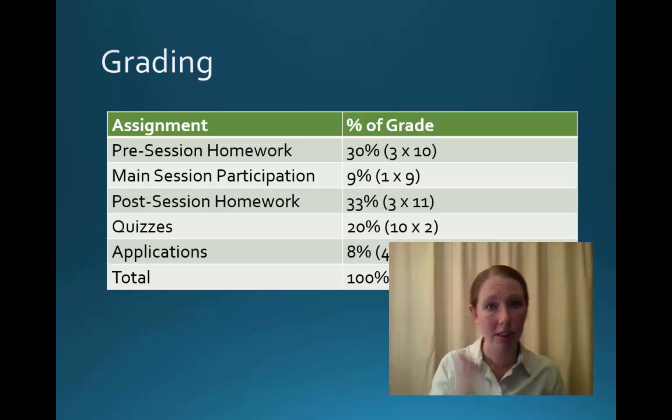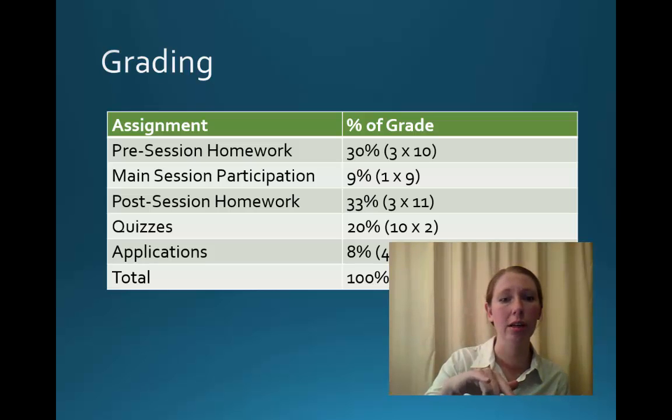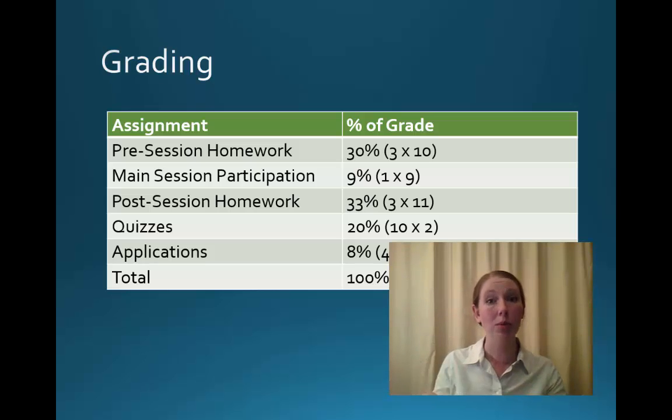Then the main sessions are always due on Wednesdays. There are going to be 9 of them, 9 times where you're going to watch a video and answer a few questions. Each of those is worth 1 point.